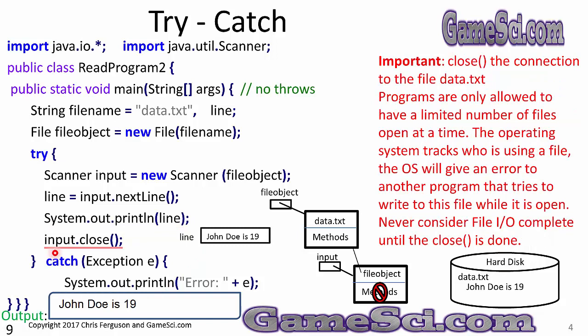As always, input.close is extremely important. You need to close the connection to the file data.txt. Programs are only allowed to have a limited number of files open at a time. The operating system tracks who is using a file, and the OS will give an error to another program that tries to write to this file while it's open. Never consider file I/O complete until the close is done.